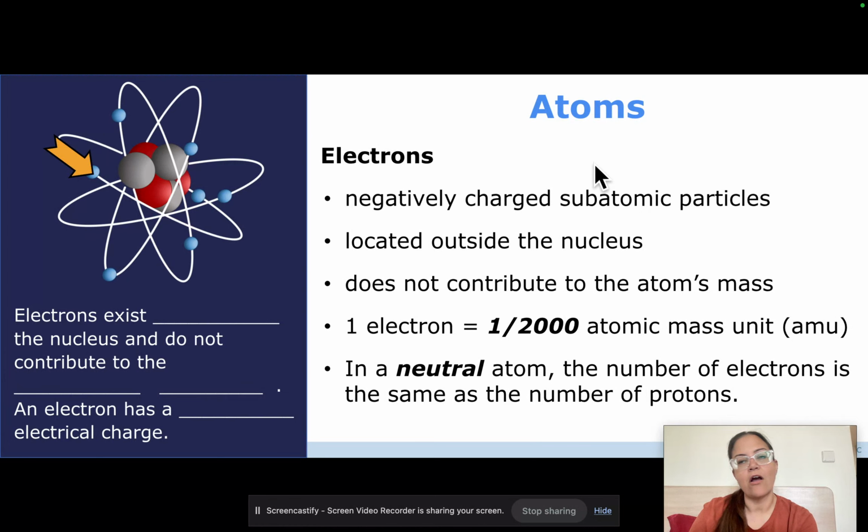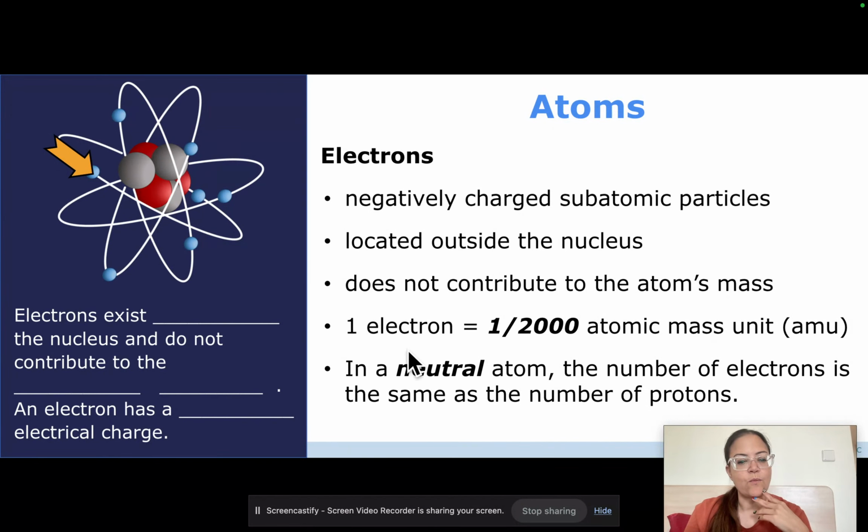All right, electrons are the weird ones. So they are negatively charged subatomic particles. So because they are electrons, they have an electric charge. It just happens to be negative. They are located outside of the nucleus. So your protons and neutrons are in the middle, and your electrons are going all over. They're swirling around outside the nucleus. They do not contribute to the atom's mass. Electrons are so teeny tiny that they do not have enough mass to matter.